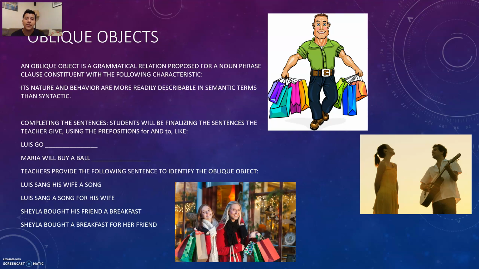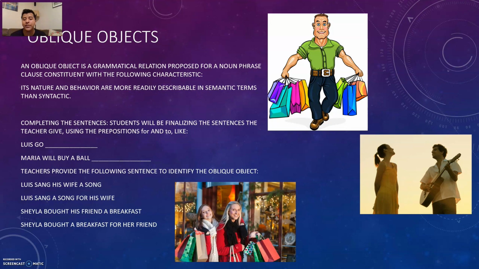Then we have, as the last thing, the oblique objects. We're going to see a couple of tips to teach the oblique objects. First of all, this is the definition. An oblique object is a grammatical relation proposed for a noun phrase, clause, or constituent with the following characteristics: its nature and behavior are more readily describable in semantic terms than syntactic.